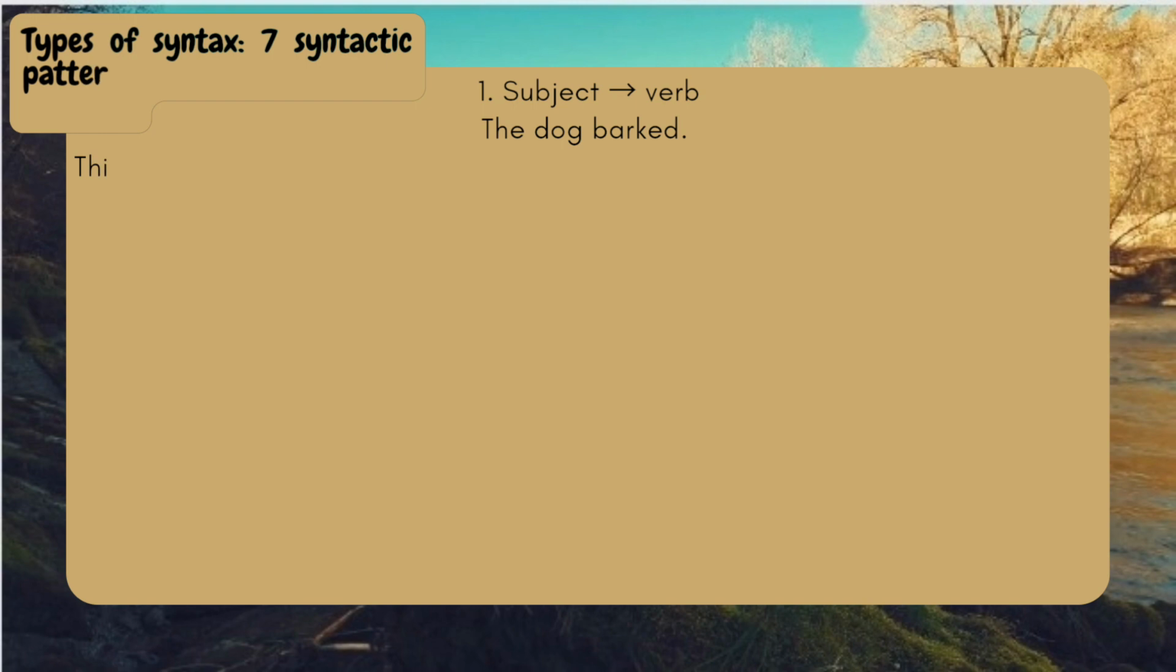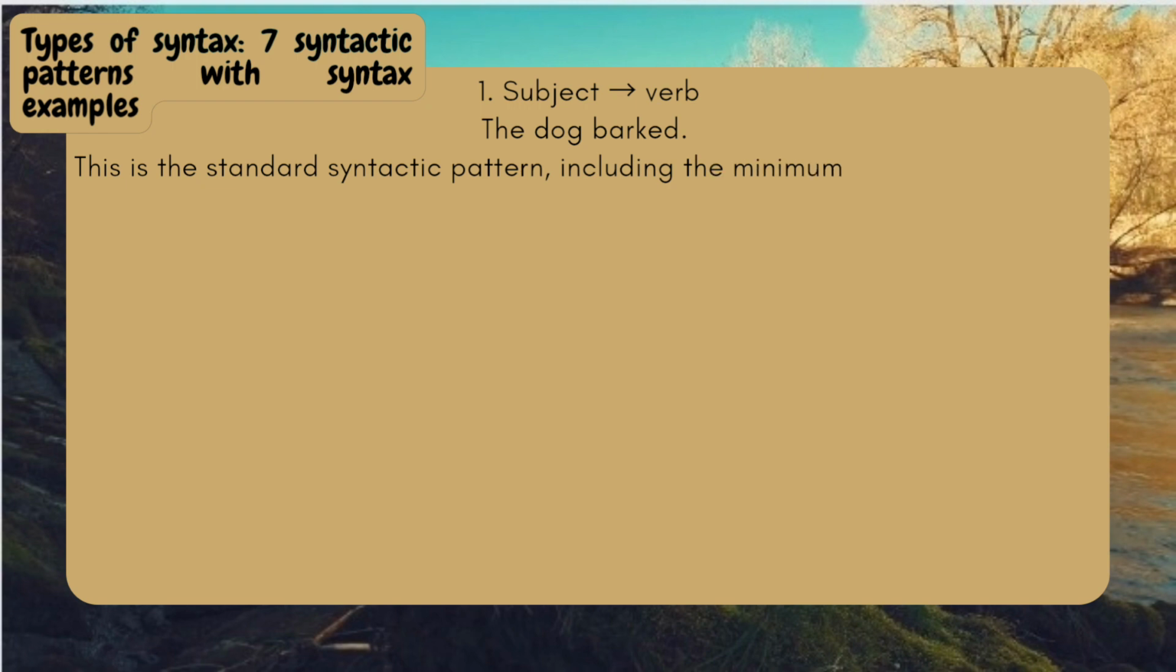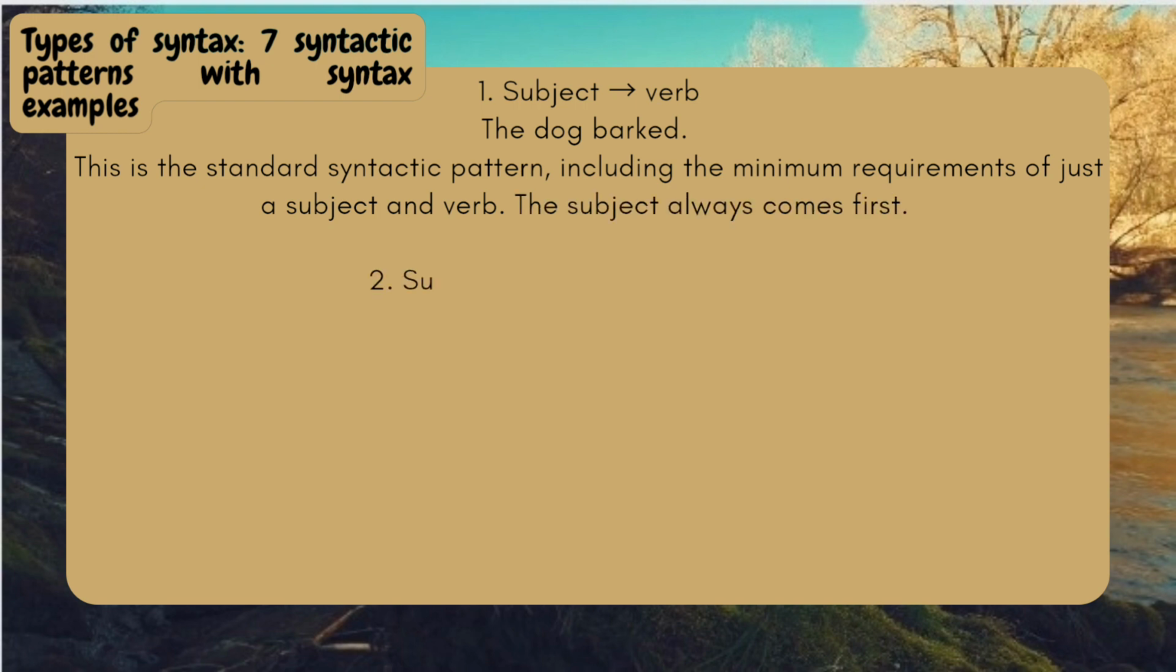Okay, next is types of syntax. Seven syntactic patterns with syntax examples. First is subject-verb. The dog barked. This is the standard syntactic pattern, including the minimum requirement of just a subject and verb. The subject always comes first.